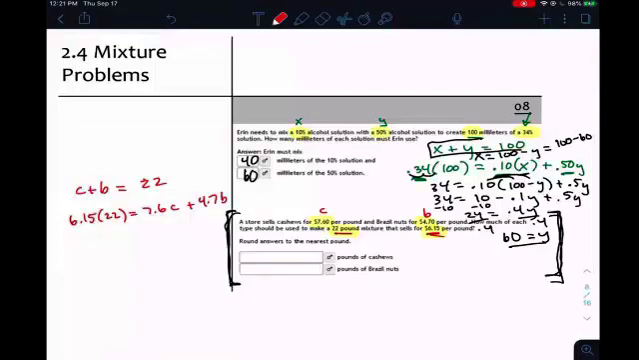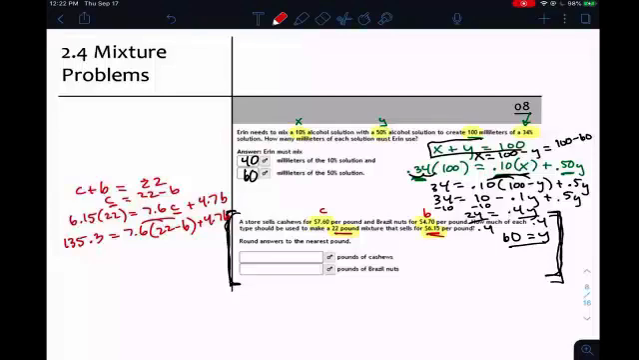And so now it's just a matter of solving for one of the variables. So I'm going to go ahead and solve for C up here. C is equal to 22 minus B. And I could substitute that into my equation right here. So if I multiply this through, I get 6.15 times 22, which is 135.3. And that's going to equal 7.6 times, and I'll substitute in my 22 minus B here, plus 4.7B.